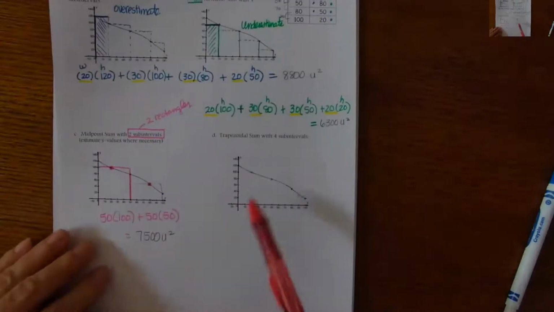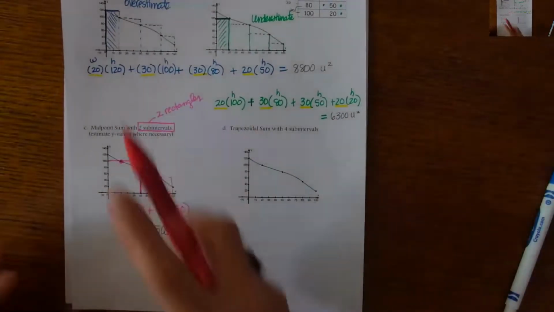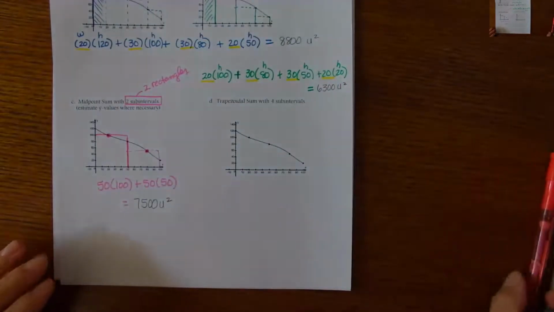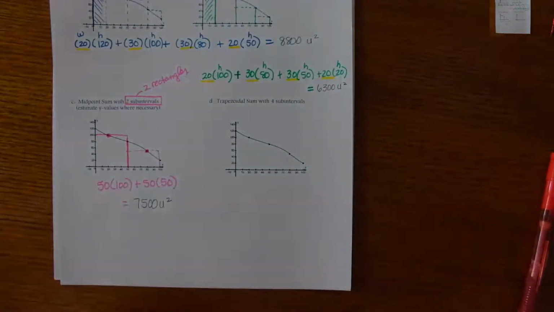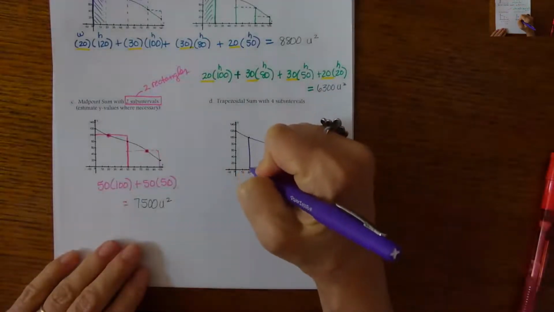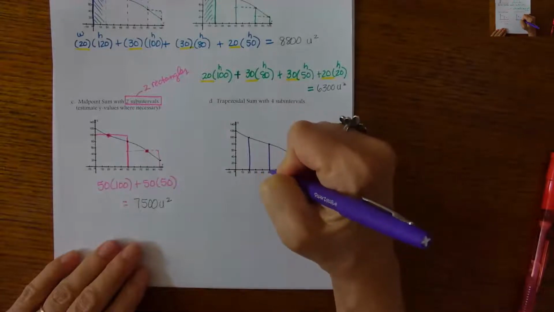Okay. Now we have trapezoidal. We're going to look for a pattern with that too. So what are we going to do with this one? I need a new color. We'll do purple. So I'm going to use the numbers I'm given, right?